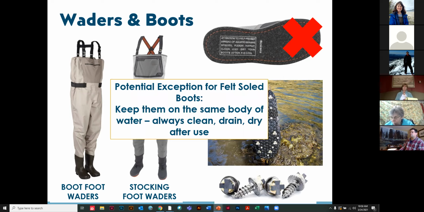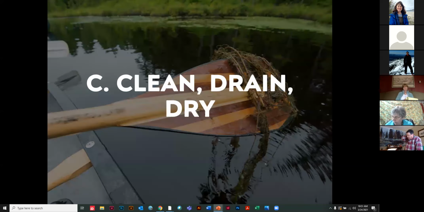One potential exception for your felt soled boots, and Carolyn might correct me, is if it is a water body that you are aware of that does not have aquatic invasive species, and you keep those boots on the same water body. They never leave, they stay there, they are living at your lake house, you've had them forever, you love them, keep them clean, drain them and dry them after use, and keep them on the same water body. So that is an exception, but we do promote using non-felt bottom boots. So a little bit about waders and gear.